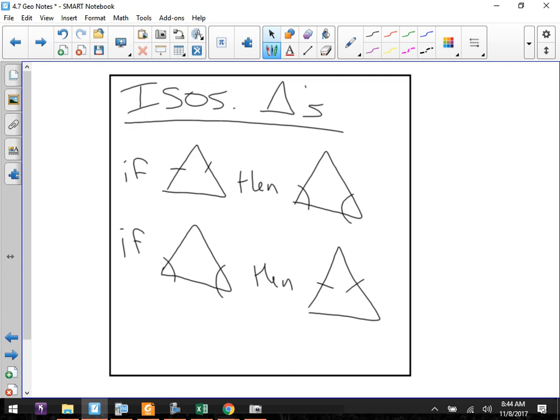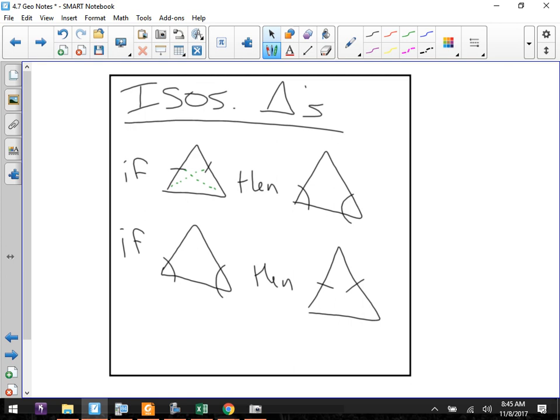So the main thing to remember is that an isosceles triangle has one set of congruent sides, and those sides are looking at the angles opposite them. Remember, when you're drawing it out, think of it as you make your tick marks. The tick marks are pointing towards the angles that are congruent.